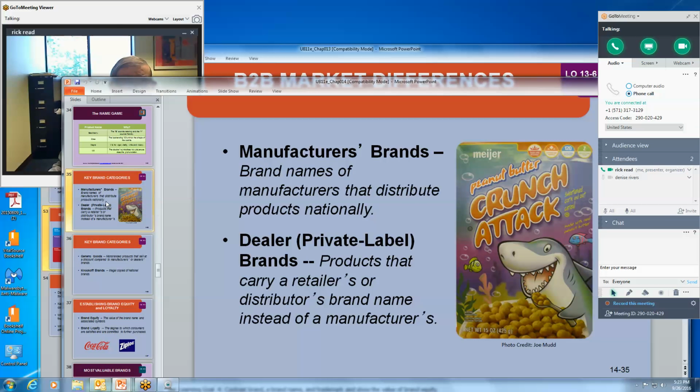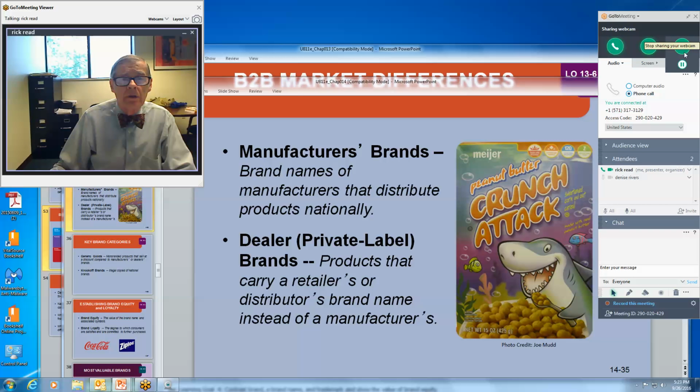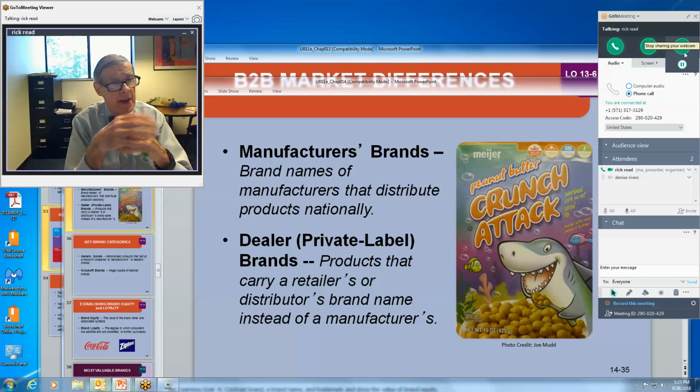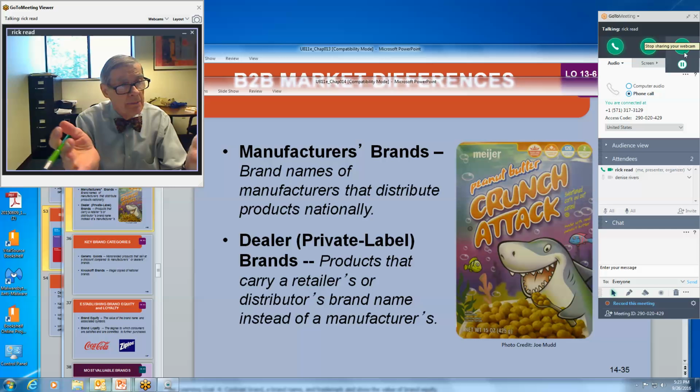Now, these are some brand categories that we need to pay attention to just for our own edification, if you will. Manufacturer's brand. Notice that this is something the manufacturer produces and distributes usually on a national basis. Doesn't have to be, but tends to be. A private label is something that's different. Products carry a retailer's name or a distributor's name instead of the manufacturer's name.